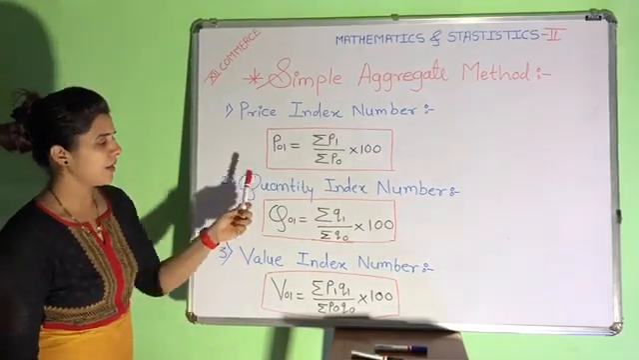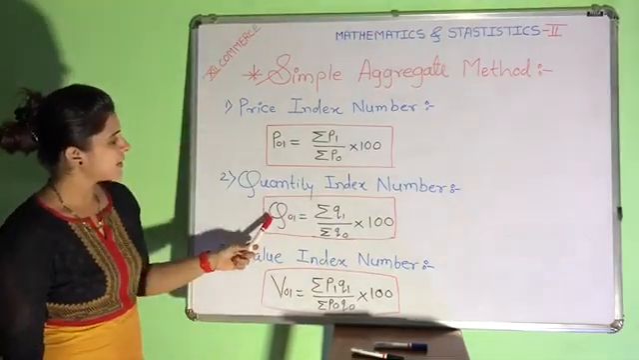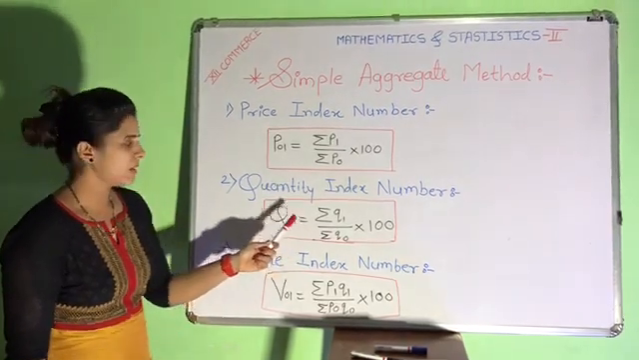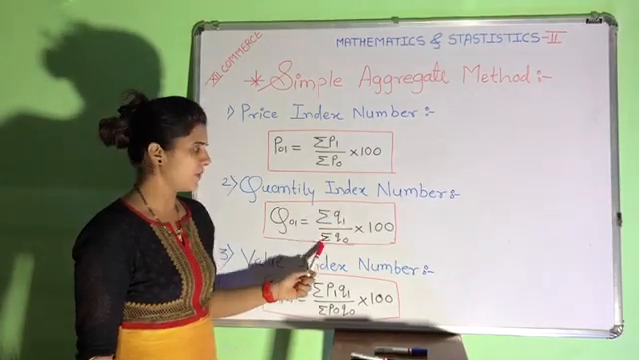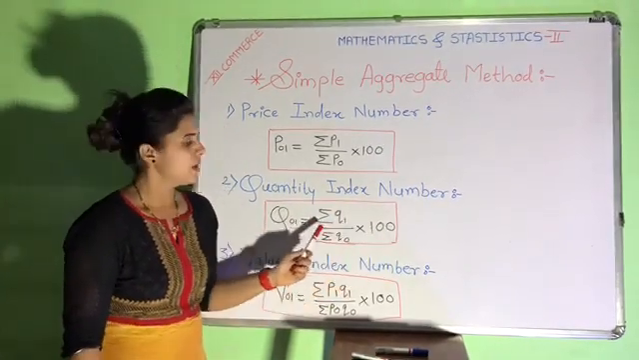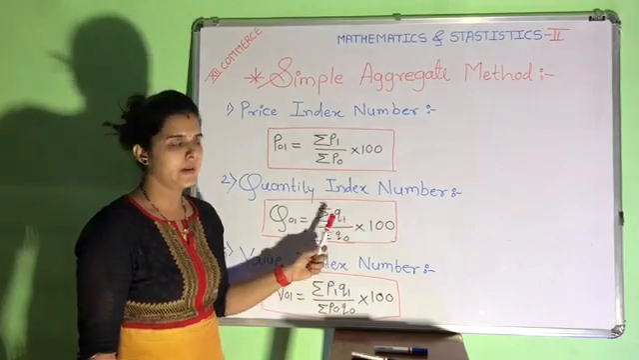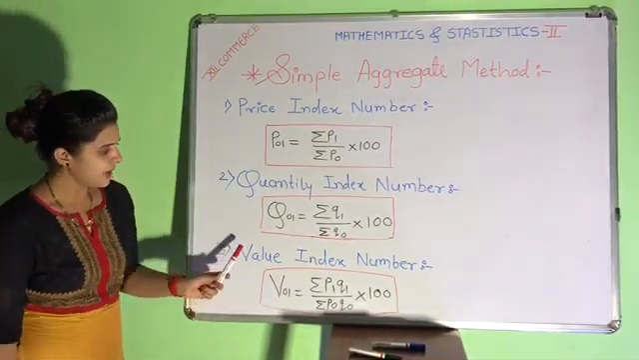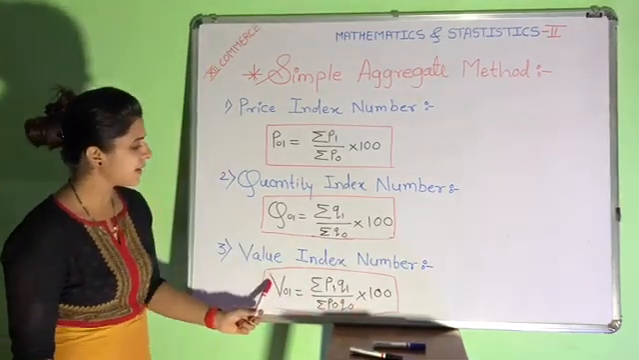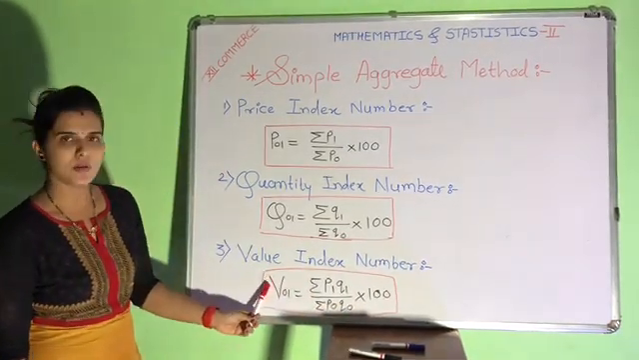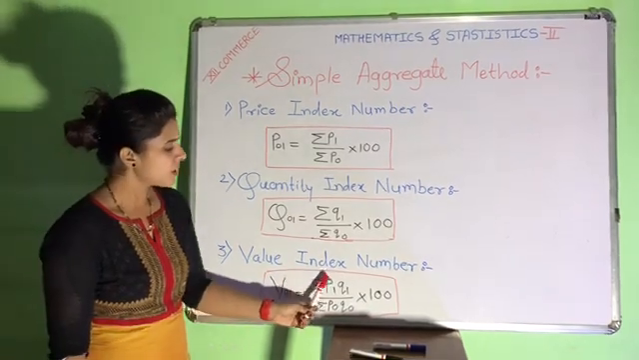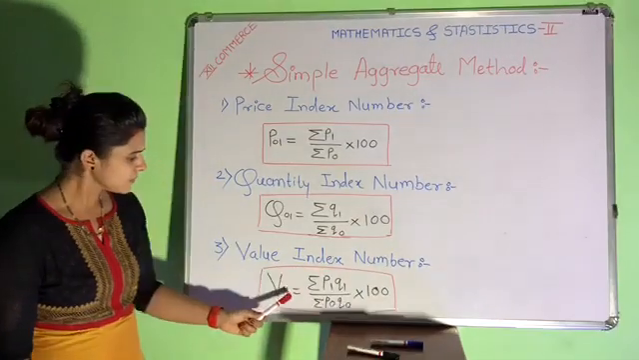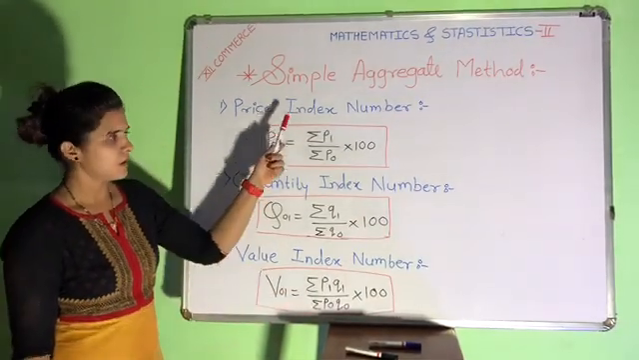Second formula, quantity index number. Quantity index number, Q01, this is notation, and formula is what? Summation Q1 upon summation Q0 into 100. Sum of all current year quantity upon sum of all base year quantity. And last formula is value index number. What is value index number? Notation for this is V01. Summation P1 Q1 upon summation P0 Q0 into 100. This is third formula. All of you clear this?